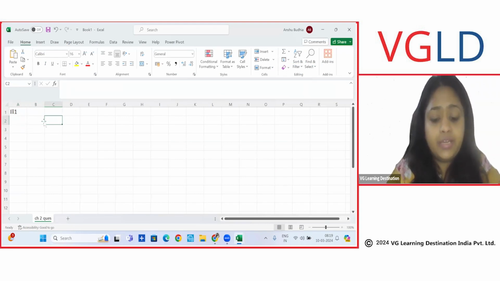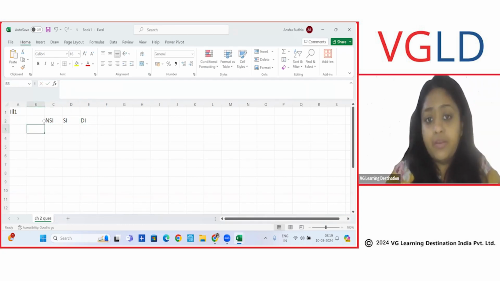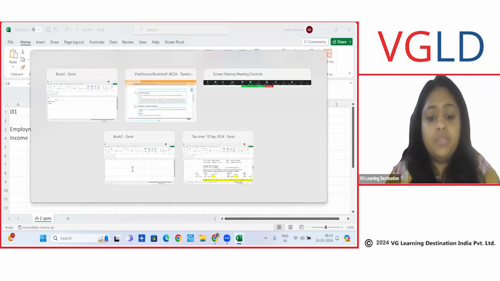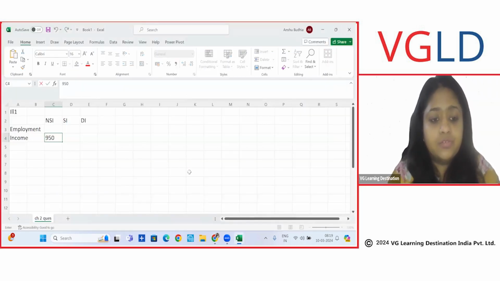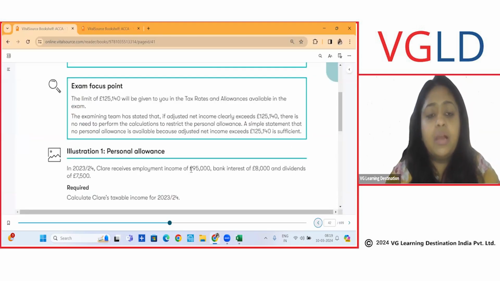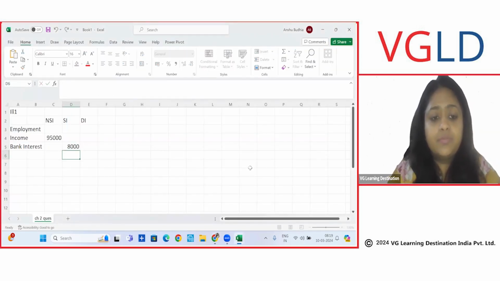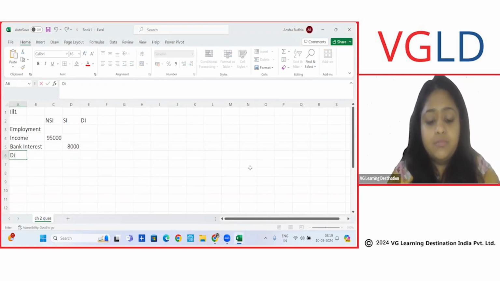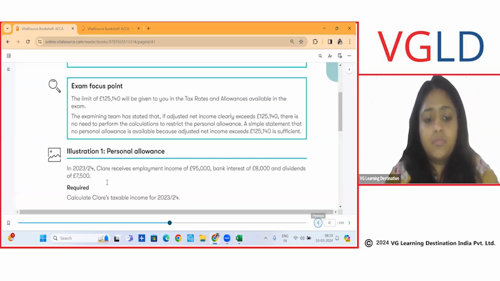So I'll create a category, NSI, SI, DI, shortcuts. In exam, you'll write full form. I'm writing shortcuts. Okay, so now Claire receives employment income. So I'll write here employment income. Employment income will come under NSI 95,000. Next is bank interest. It will come under savings income 8,000. Dividends 7,500.